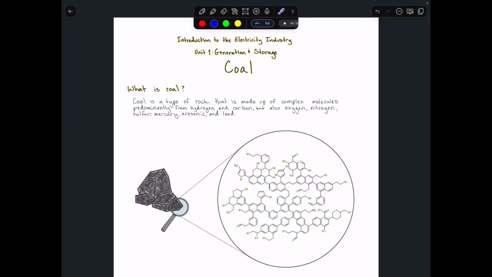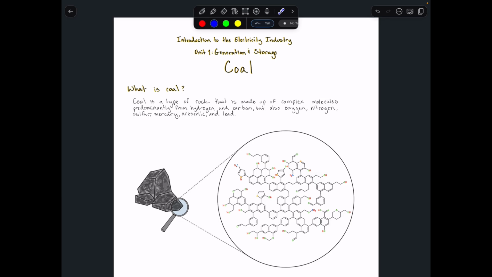And welcome to our introductory lecture on coal. So coal is an energy resource that is used around the world to generate electricity. So the goal of this lecture is to help people understand what exactly coal is, how it's used to generate electricity, and discuss some of the considerations around using coal as an energy resource.